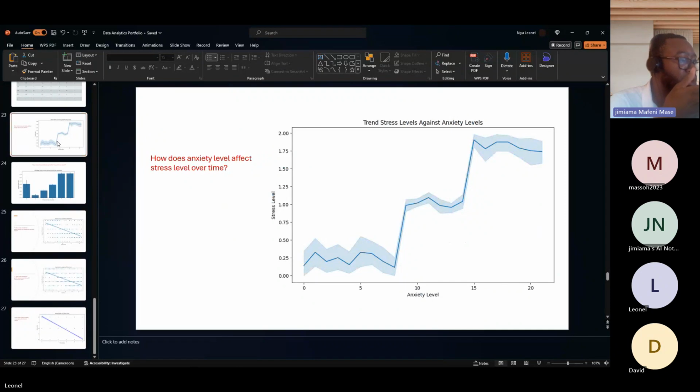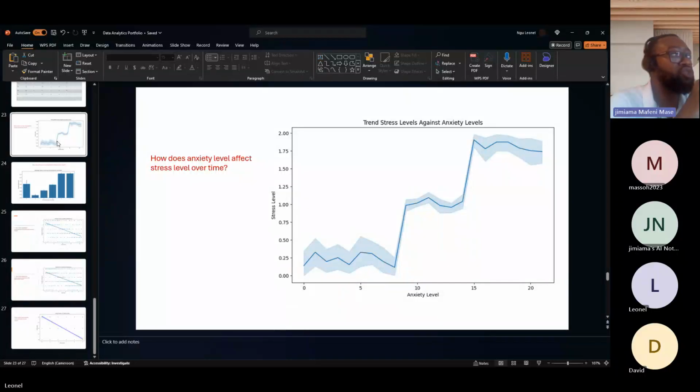You could use the scatter plot to show the regression, and the line is already telling you that there is this increase in stress level as the anxiety level increases, but it's not temporal, it's not a time factor.